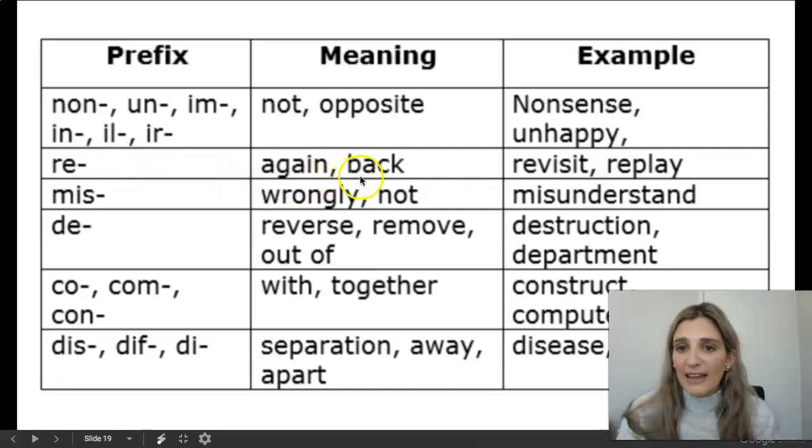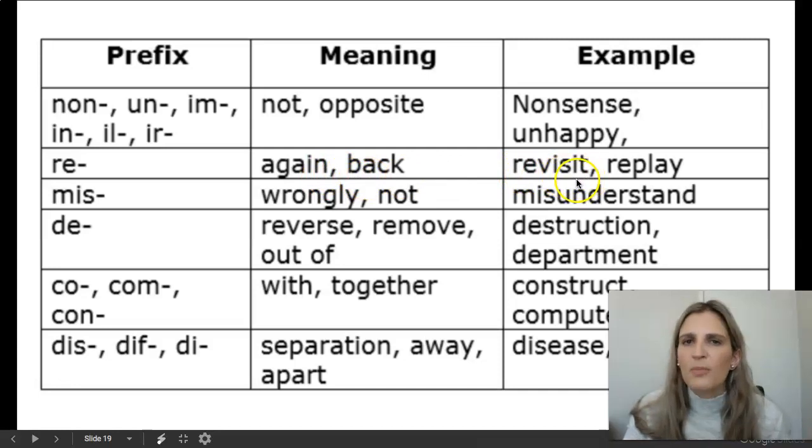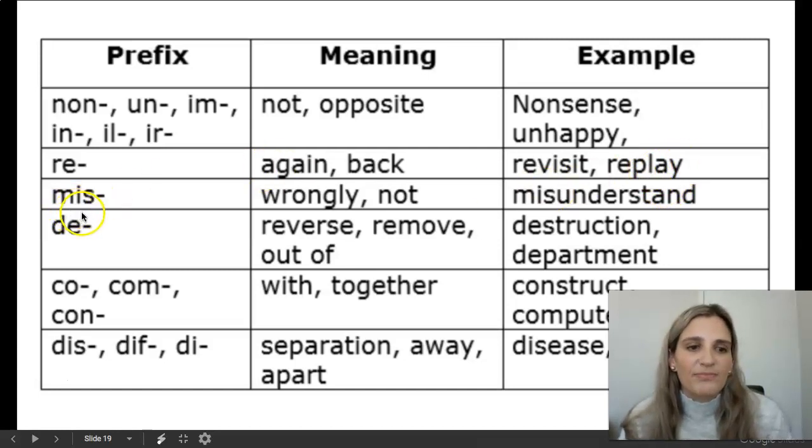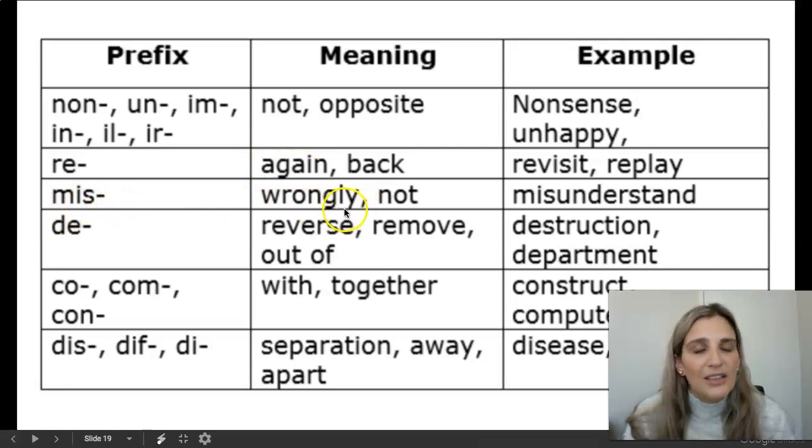Then we've had this one, but we're experts at it now. Re means again or back. So revisit, we will revisit this. Mom, please, can I go to my friend's house for the weekend? I'll think about it, I will revisit it. Maybe that's not such a great example. Replay, please can you replay that scene of The Bachelorette? I missed it. Then mis means wrongly or not. So if you misunderstand something, misinterpret something.